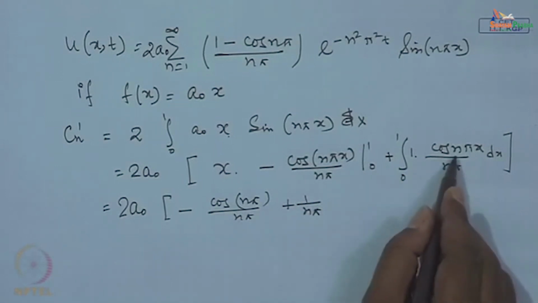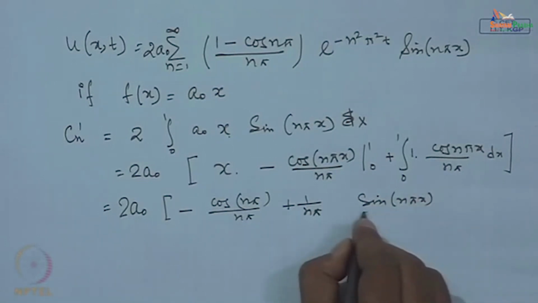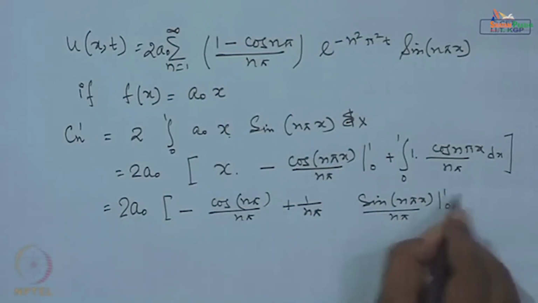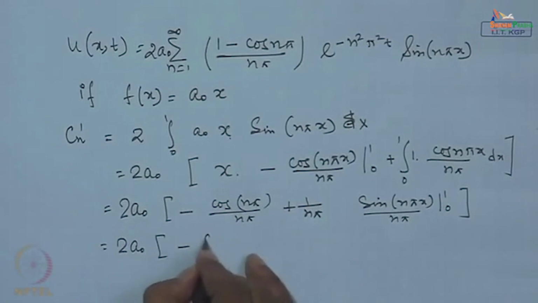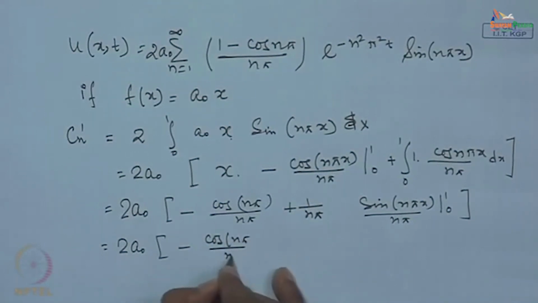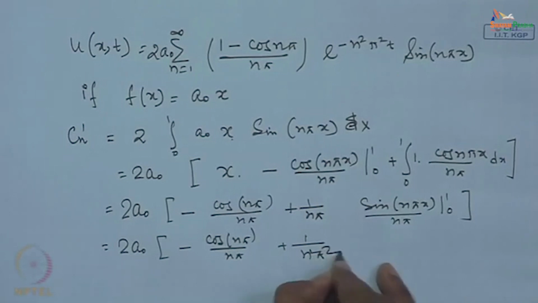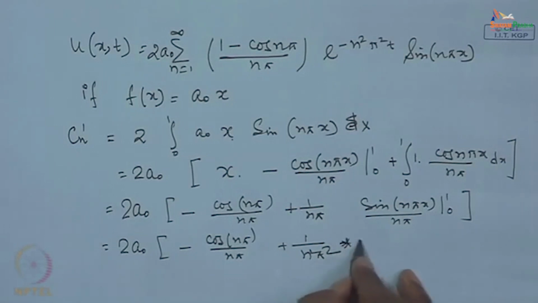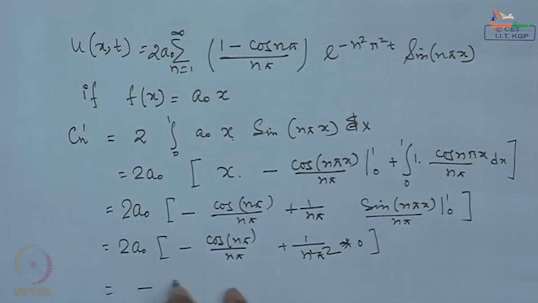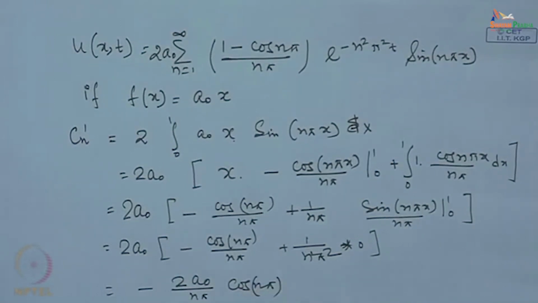The integral of cosine n pi x is nothing but sin n pi x divided by n pi from 0 to 1. Okay. So, this becomes 2 a 0 times minus cosine n pi over n pi plus 1 over n square pi square, times sin n pi minus sin 0, which is 0. So, the whole contribution becomes 0. So, you will be having minus 2 a 0 over n pi cosine n pi in this particular case.